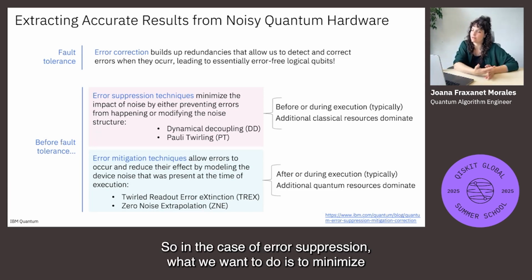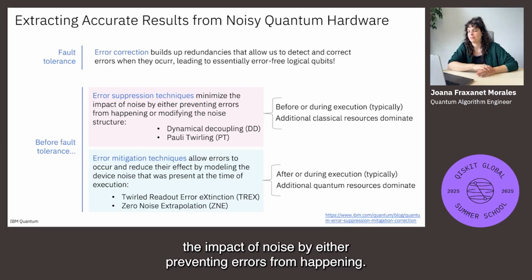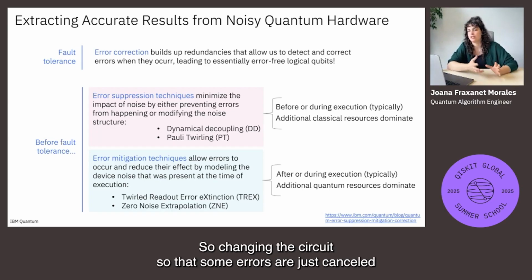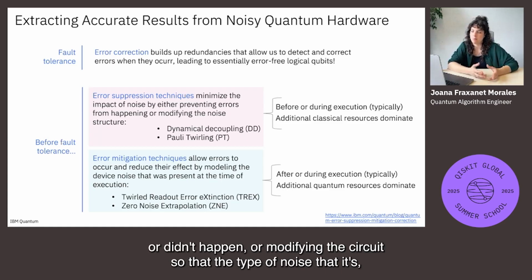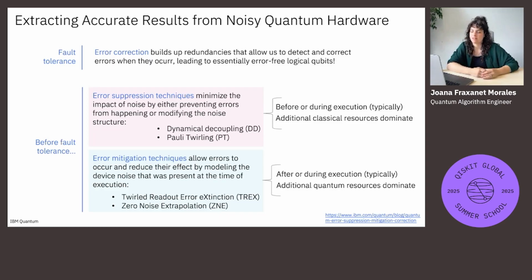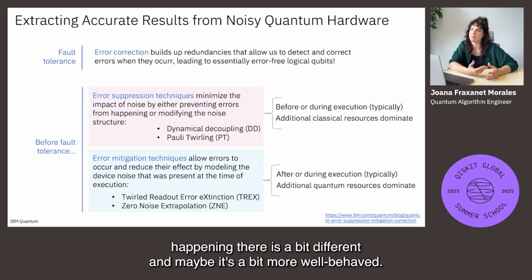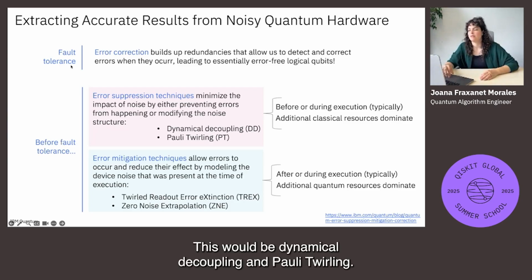In the case of error suppression, what we want to do is to minimize the impact of noise by either preventing errors from happening, so changing the circuit so that some errors are just cancelled or they don't happen, or modifying the circuit so that the type of noise that is happening there is a bit different and maybe a bit more well behaved. This would be dynamical decoupling and Pauli twirling.